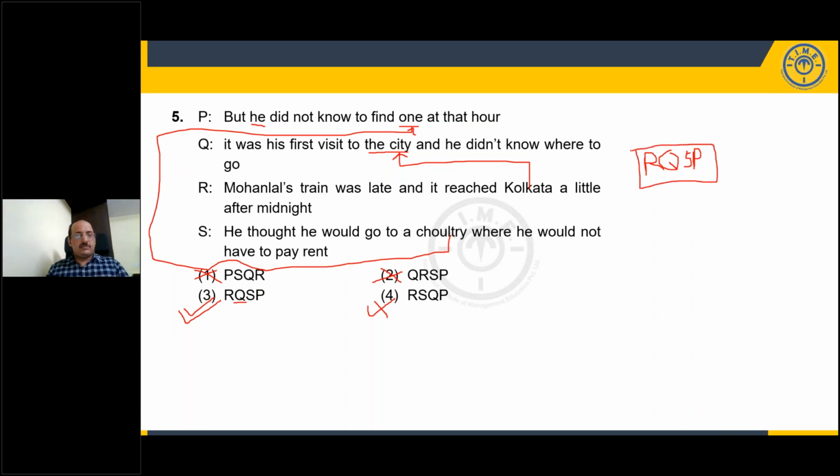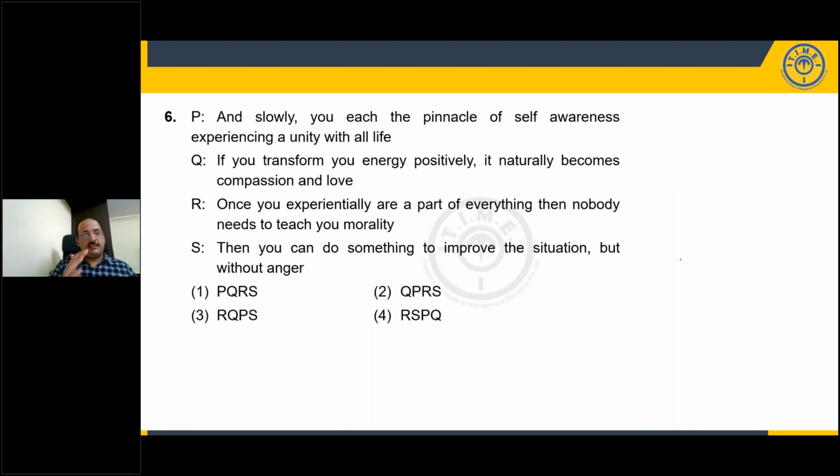So Mohanlal came late. He did not know where to go. He thought of going to a Chaultry, but he did not know where to look for one. So RQSP. I hope this is clear, guys, how we are working this out. Now let's try the 6th question. I'll give you 15 seconds. Just give it a try.